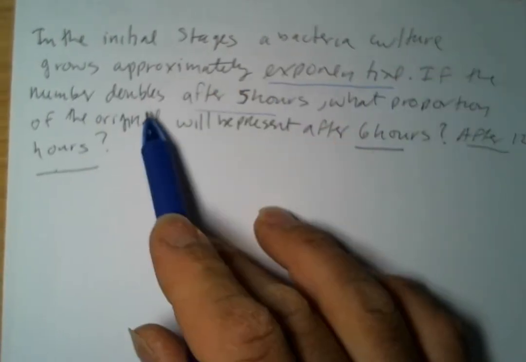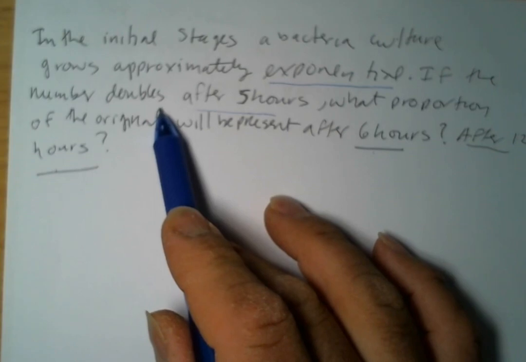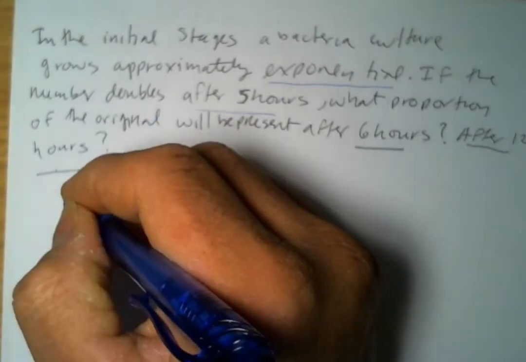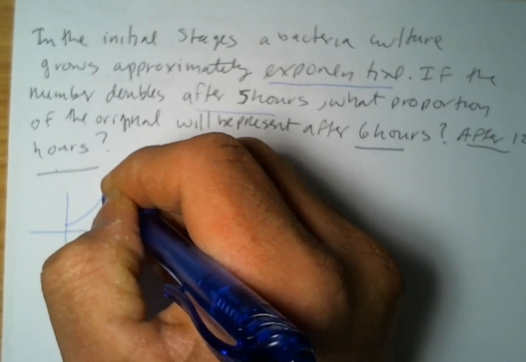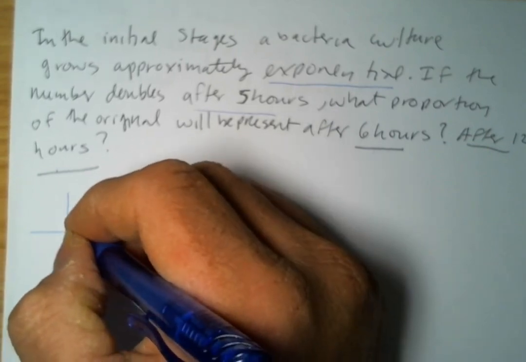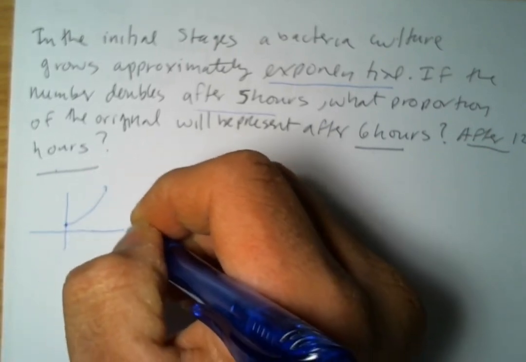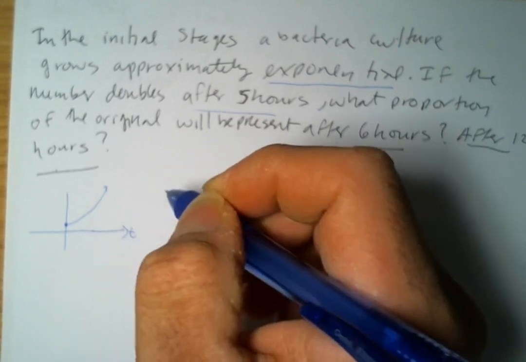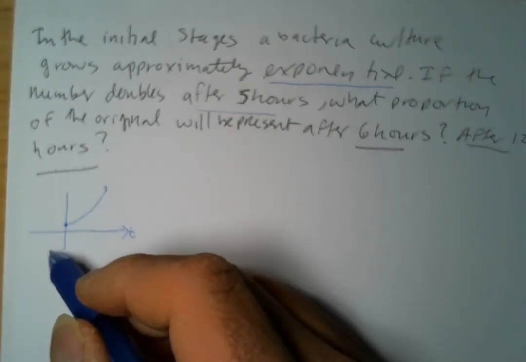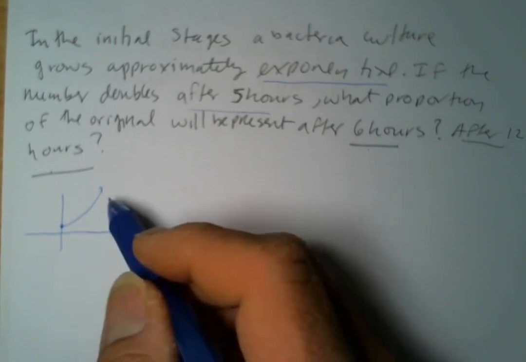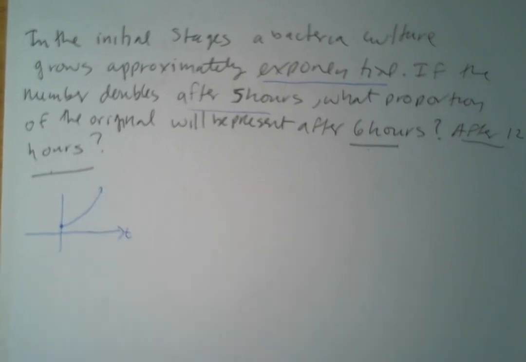Okay, so here we have a very typical exponential growth. I know it's growing because something is doubling. It's getting bigger after 5 hours. So the type of growth that we see looks something like this. We're dealing with time, so t is our horizontal axis, and t starts at 0. It doesn't make sense in our applications to have negative t. So it looks something like this.